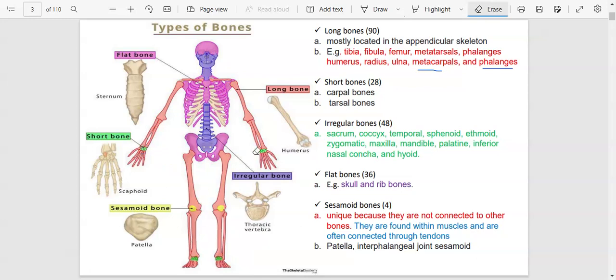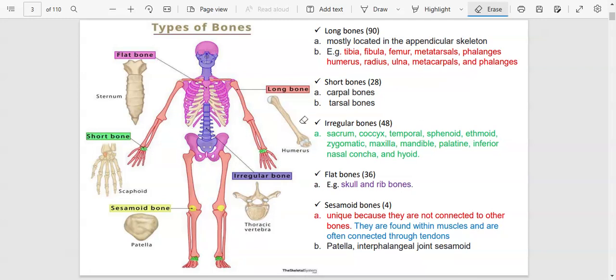So what is the characteristic of these short bones? Short bones are more cuboidal in shape. They are more like a cuboid, just like we can see here and also at this point. So they are cuboidal, and sometimes if they are not cuboidal, then they are round. That is a characteristic of short bones.